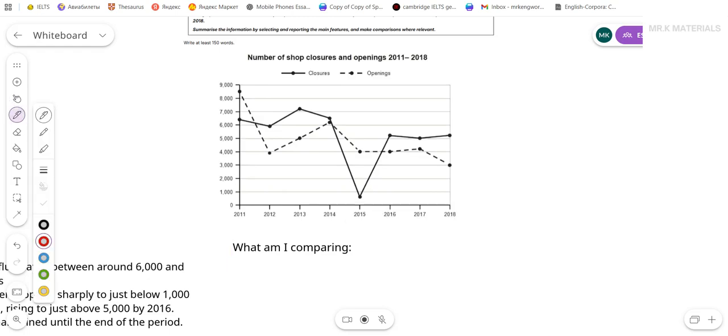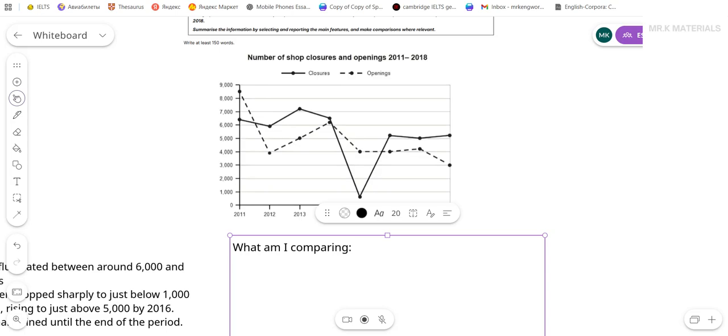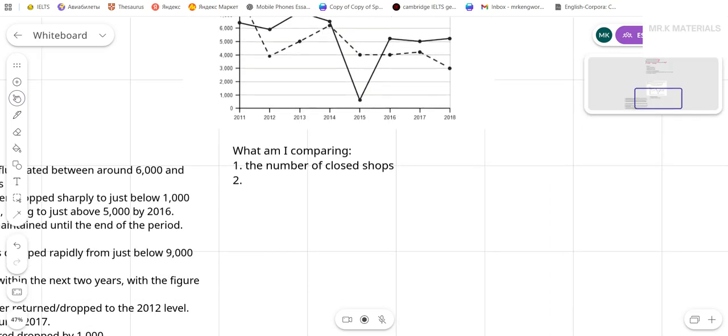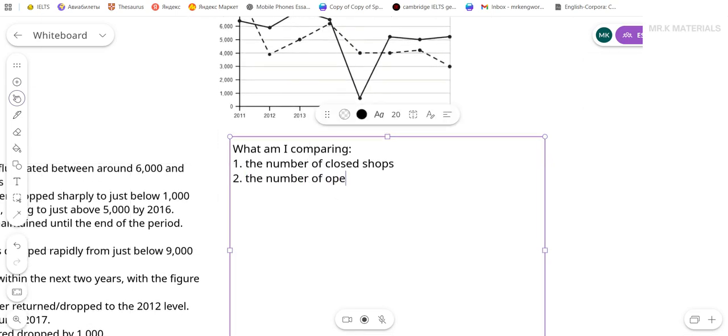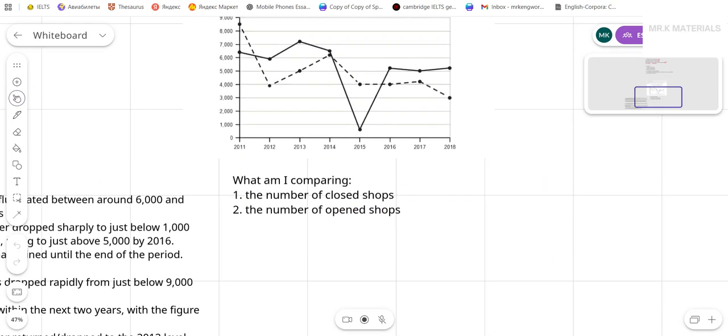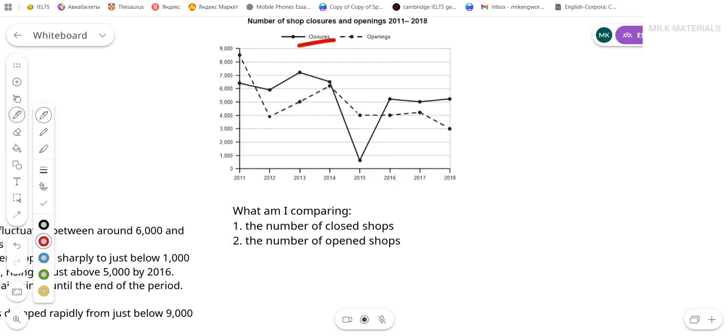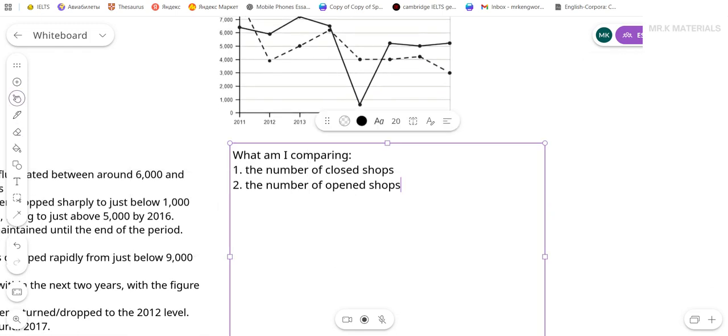Am I comparing the years here? Hmm. I don't really think so. We're comparing basically the number of closed shops, and we're comparing the number of open shops. That's it. Basically, we're comparing two things, closures and openings. Make this absolutely clear. Okay, now we're going to go ahead and start from our first general comparison.